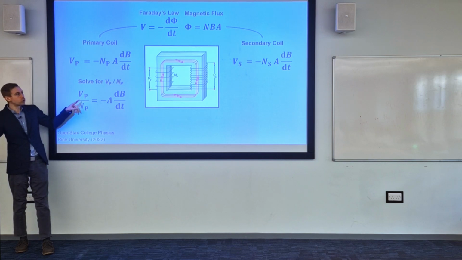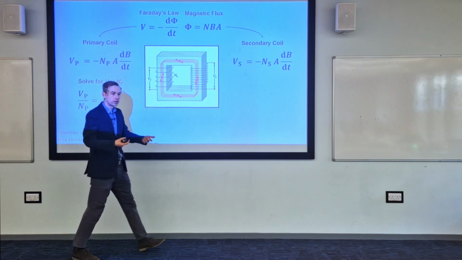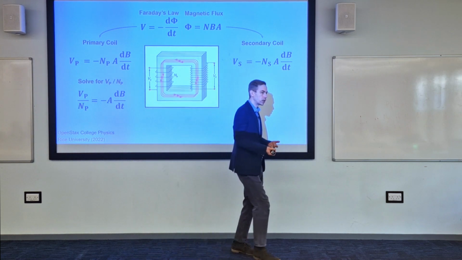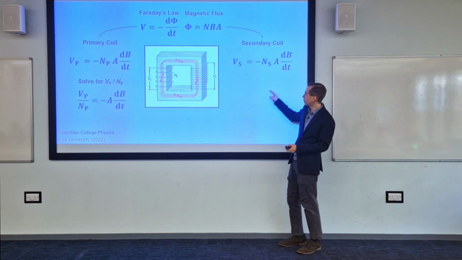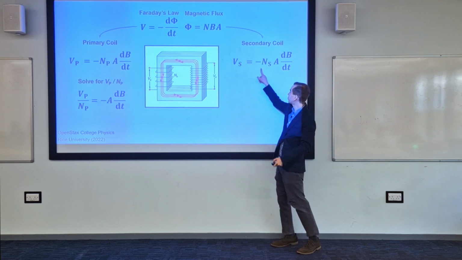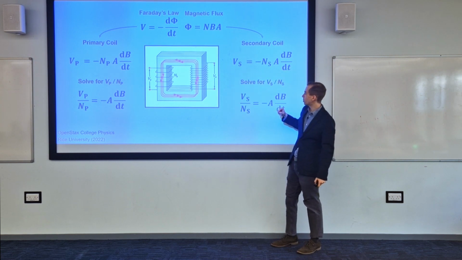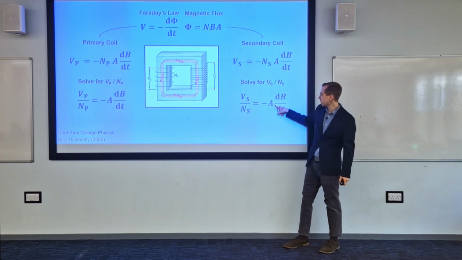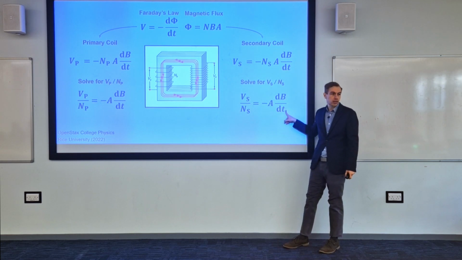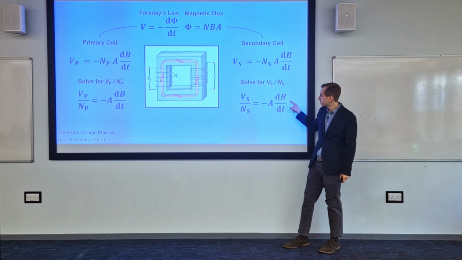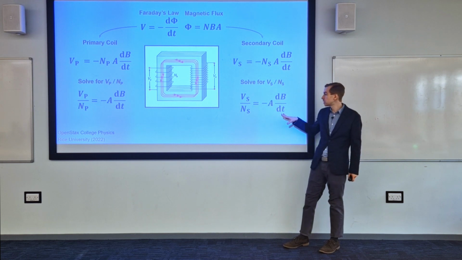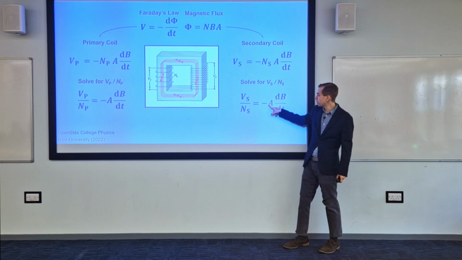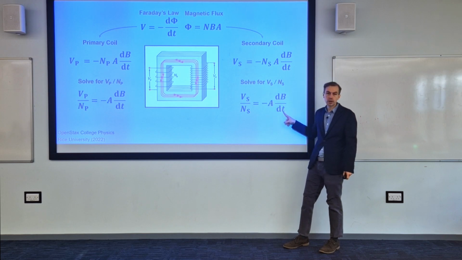Let's see what we get over on the secondary coil when we do the same rearranging. So if you're following along in your notes, you can work through the algebra. Let's see what we're going to get for the ratio of the secondary voltage to the number of coils over here. So what do we get? Minus A dB by dt. Oh, now this is kind of interesting, right? Because the right-hand side of both of these equations is the same. We get that they both equal minus area times dB by dt.